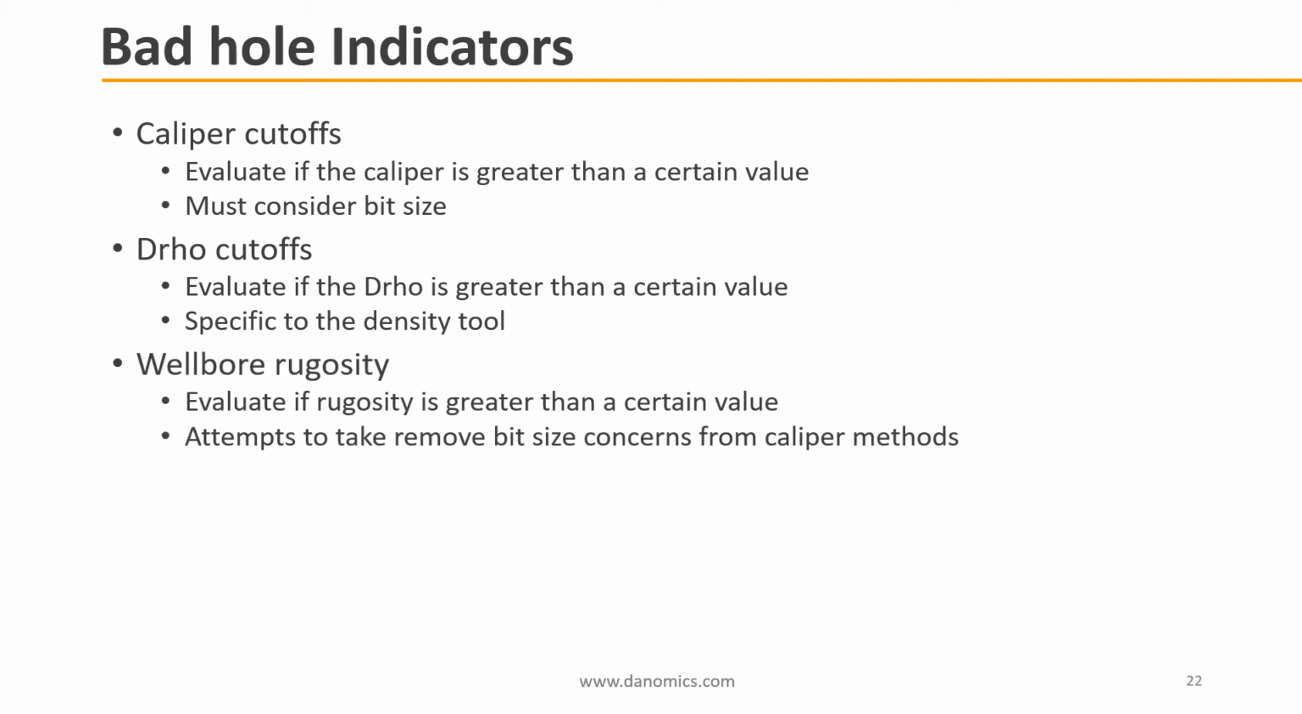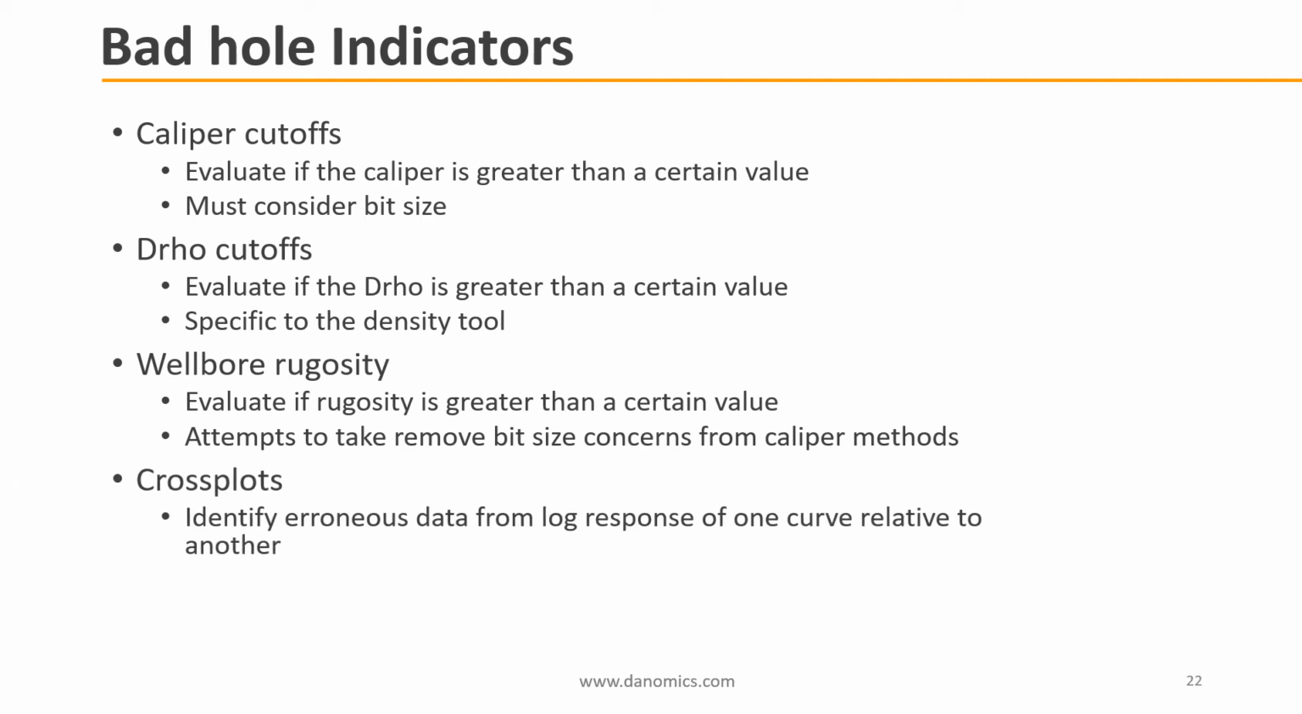And then we can also look at wellbore rugosity. What's the rate of change of that wellbore? And this is a way to try to remove a little bit of the bit size concern from things like the caliper. And we can also look at crossplots. So, can we identify erroneous data by looking at the correlation of one curve relative to another?